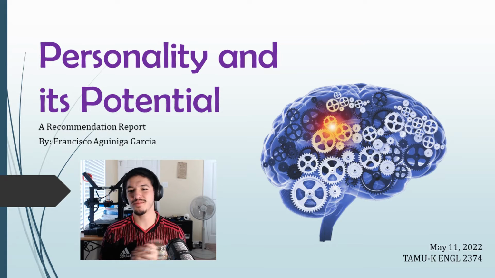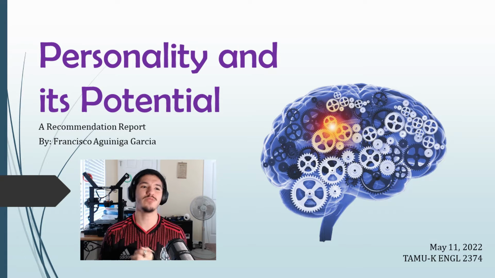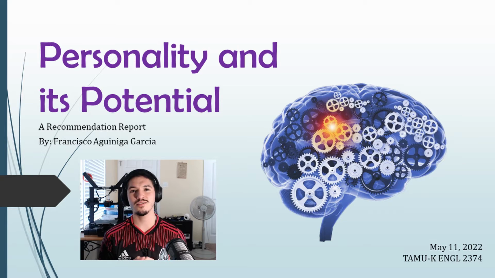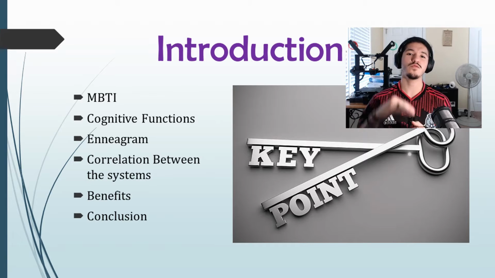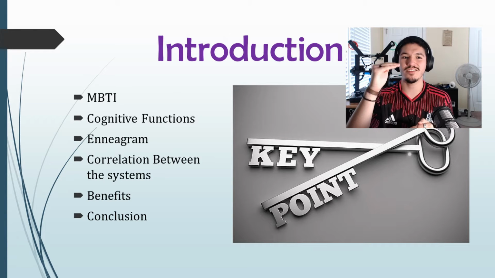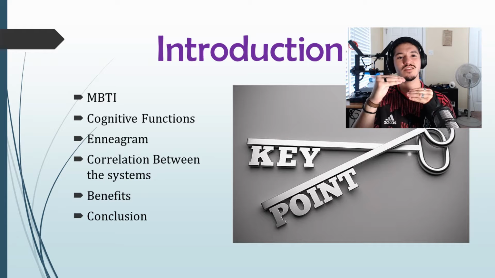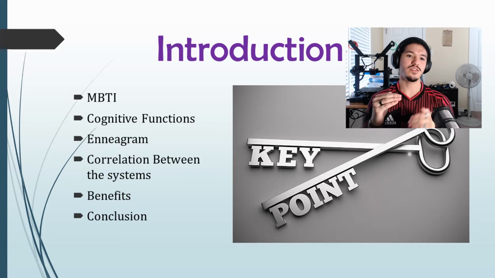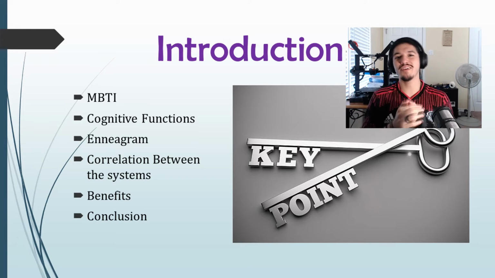I'm going to be talking about my technical report, and the topic that I chose to write about was personality theory and its potential uses. This was for a class at Texas A&M University Kingsville, English 2374, also known as Professional Communications, which is basically technical writing. I'll first be starting off with the Myers-Briggs type indicator, and then moving on to cognitive functions, and then the Enneagram, and then the correlation between the systems, and the benefits of using both systems together, and I'll be wrapping everything up in a conclusion.